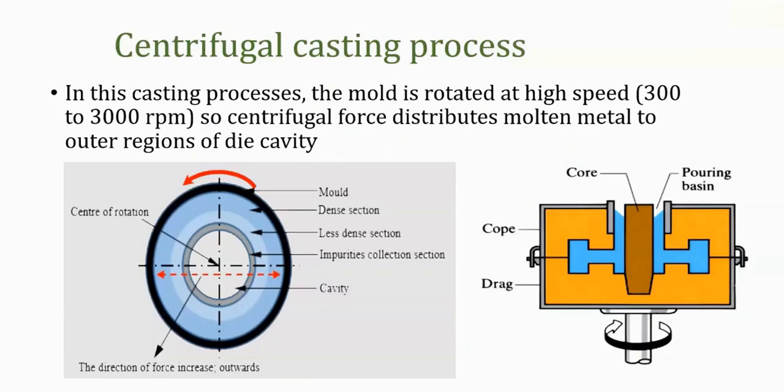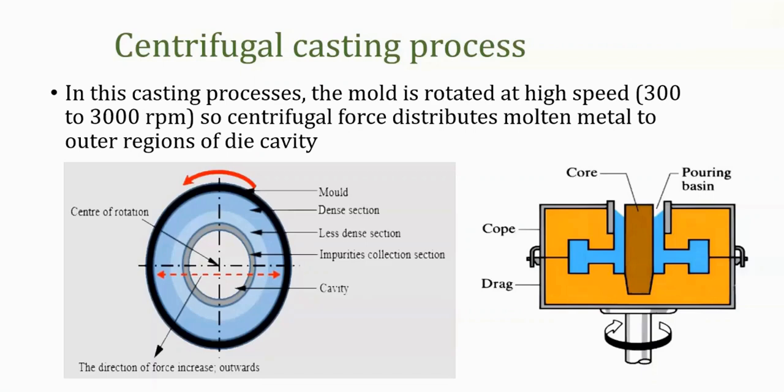What is centrifugal casting? In this casting process, the mold is rotated at a very high speed of 300 to 3000 rpm so that a centrifugal force is developed inside the mold cavity, and it will distribute the molten material to the outer region of the die cavity.